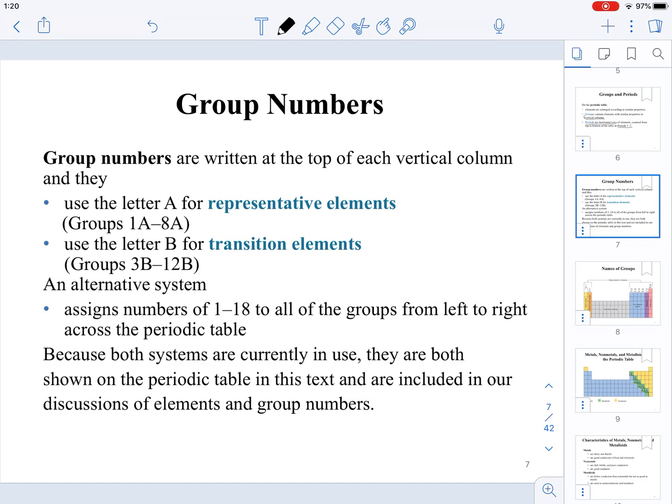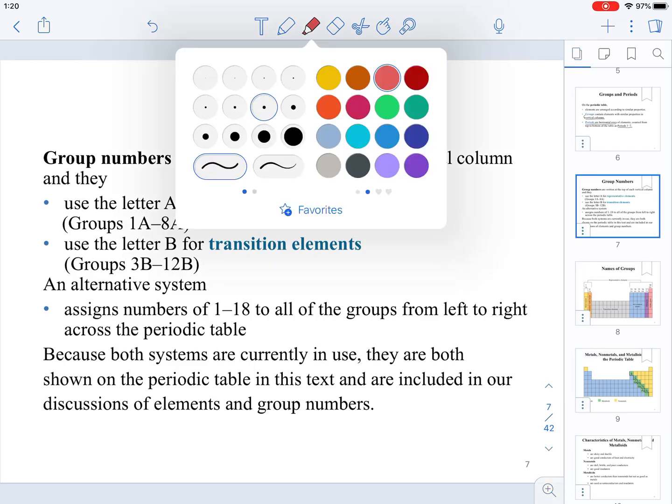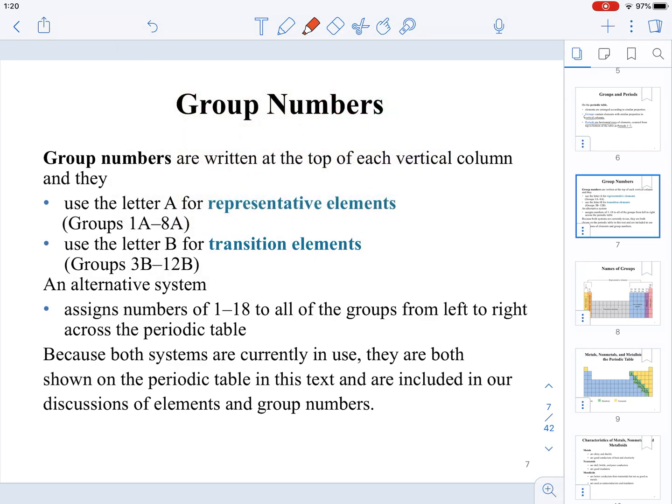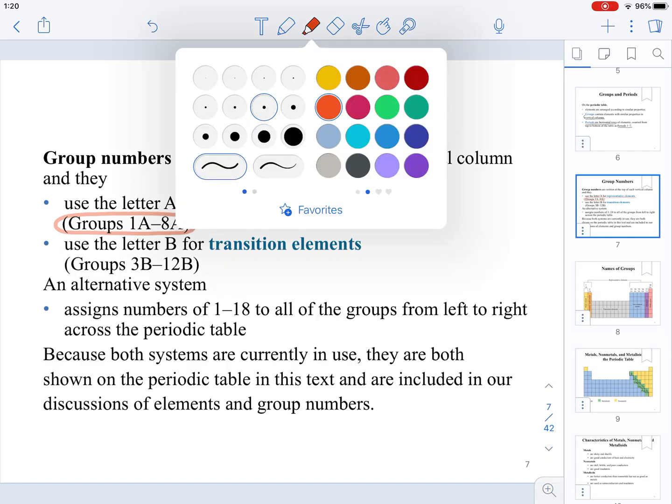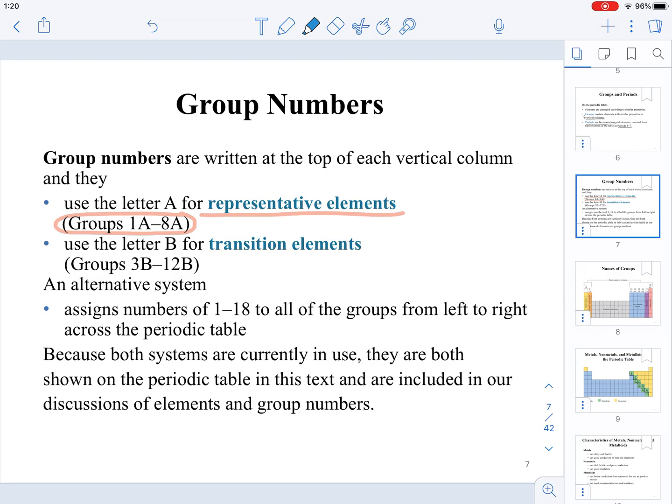So when it comes to group number, understand that they are going to be at the top of each vertical column. And we're going to have two separate groups, if we want to think about it that way. Anywhere where we see a group, and I'm just going to highlight it in orange, anytime that we see a group that has a number and the letter A, that is known as a representative element. Whenever we have, and I'm going to highlight it in blue, a number with the letter B, that is known as a transition element.